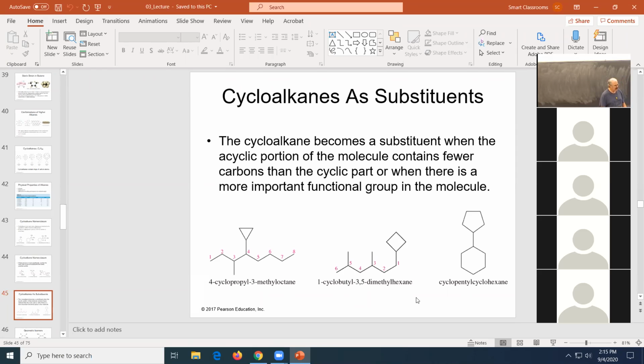And for the last one, we would choose the larger ring as the parent. So this is cyclopentylcyclohexane.